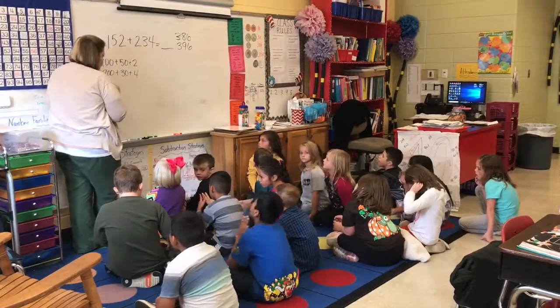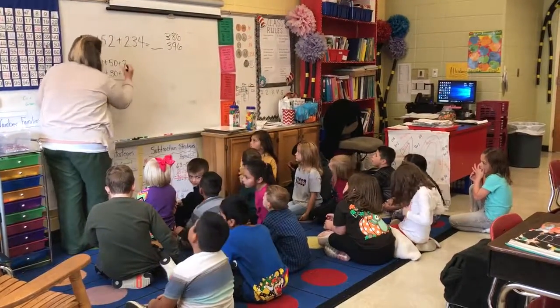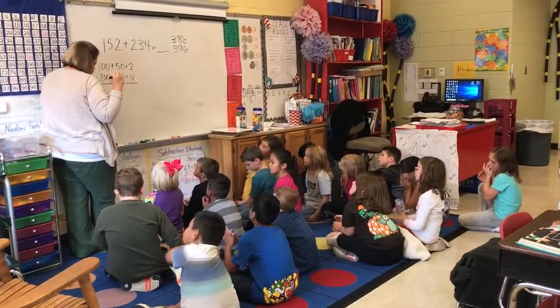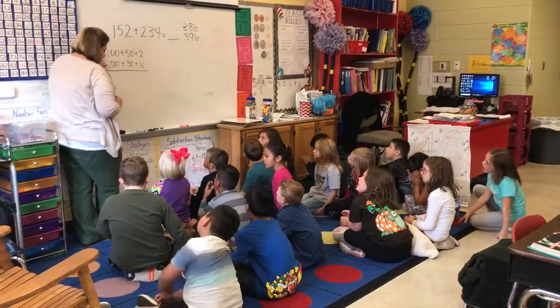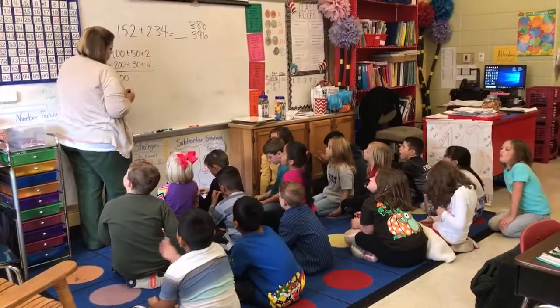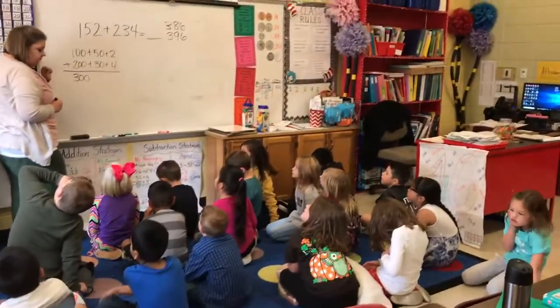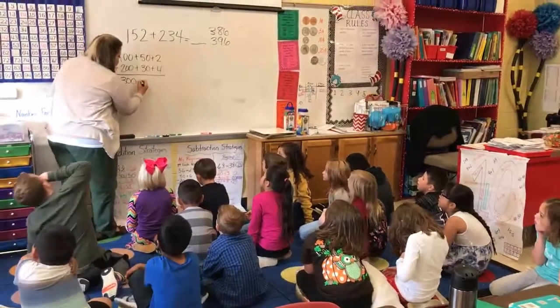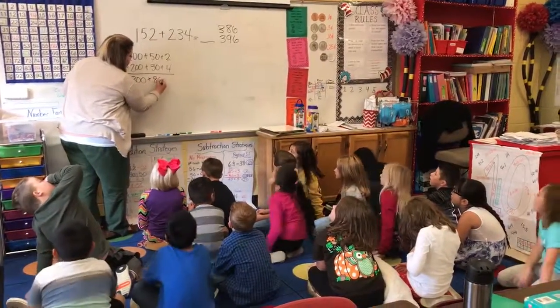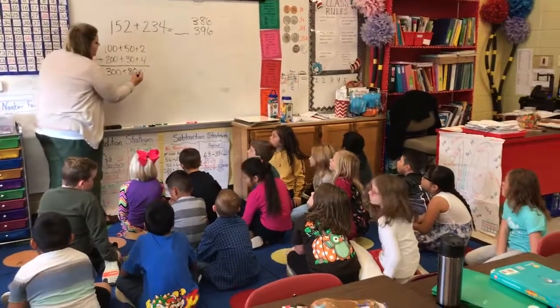And then what we're going to do, we're going to add those. I knew that the 100 and the 200 was 300. All right, 100 plus 200 is 300. I knew that 5 plus 3 equals 8, but it was in the tens, so I said it was 80. Good. So 50 plus 30 is 80. And I just knew that 2 plus 4 equals 6.